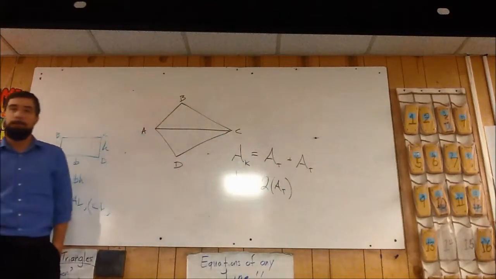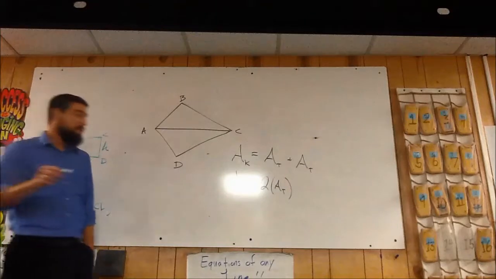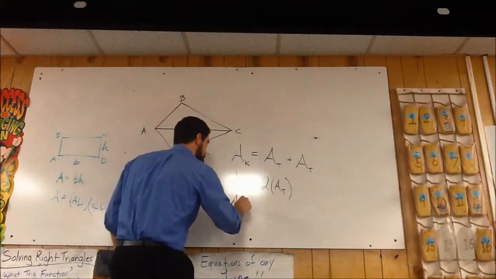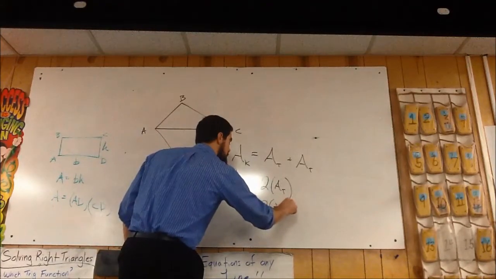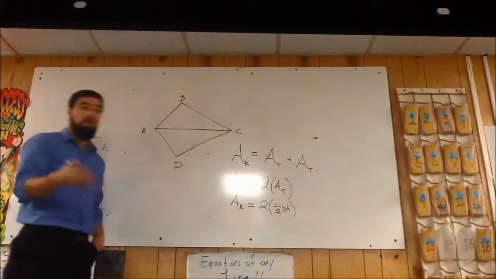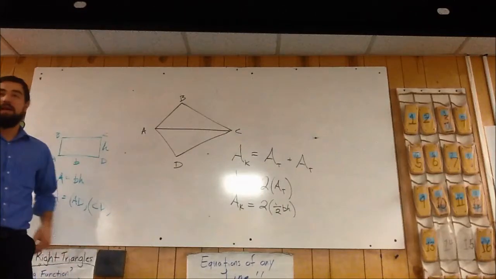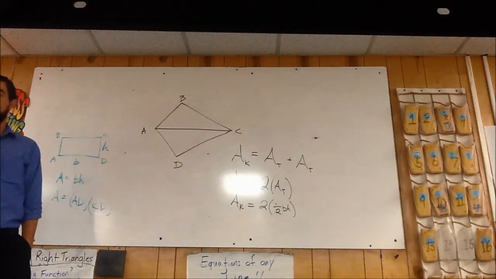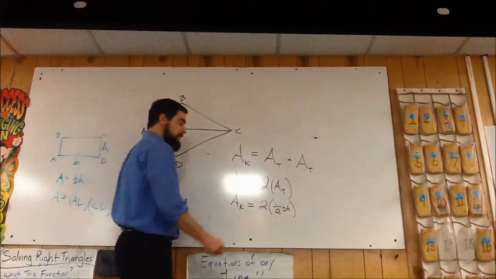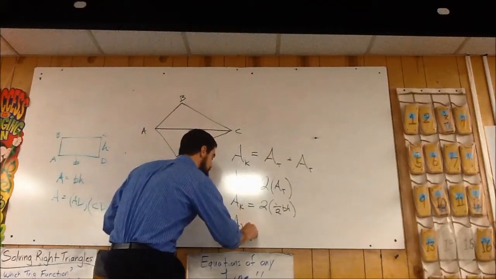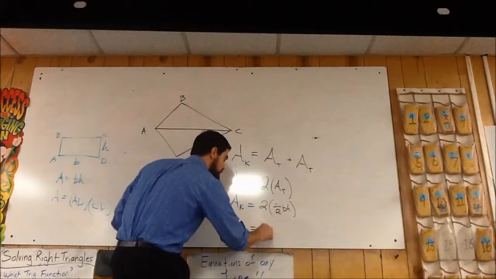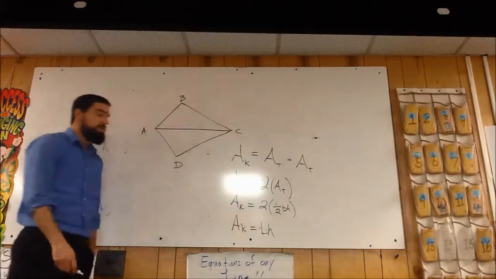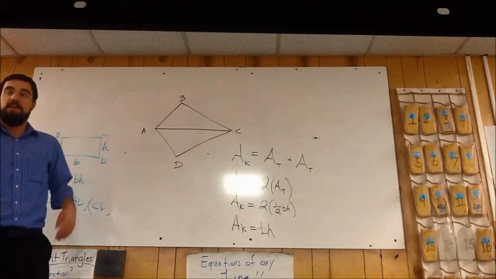We okay? What's the area of all triangles? Base times height divided by 2, or the same thing, 1/2 times base times height. Can we simplify this expression at all? Yes. What's 2 times 1/2? It's just 1. So the area of this kite is base times height.